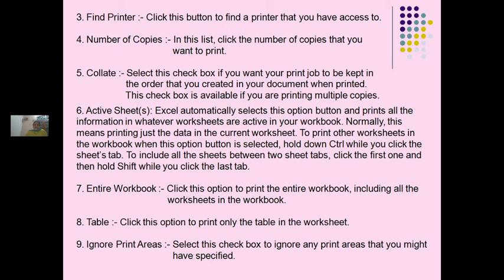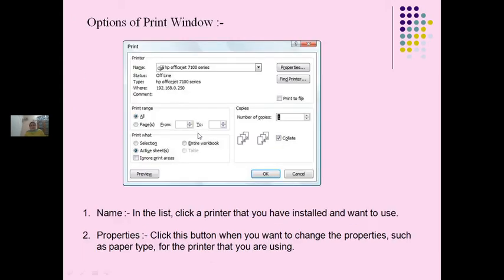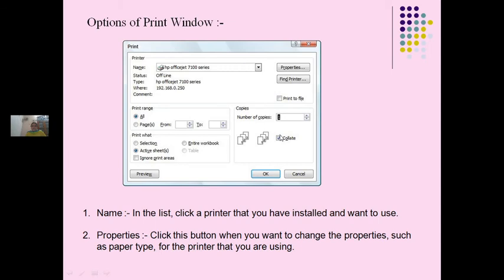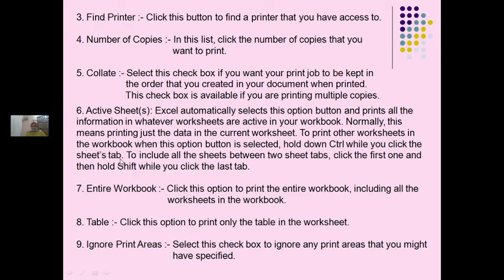Next one is number of copies. The copies tab is there here. Under the copies tab you have number of copies. In this list, click the number of copies that you want to print. Next is collate. Below the number of copies you have a checkbox called collate in the print dialog box. So what is this collate?